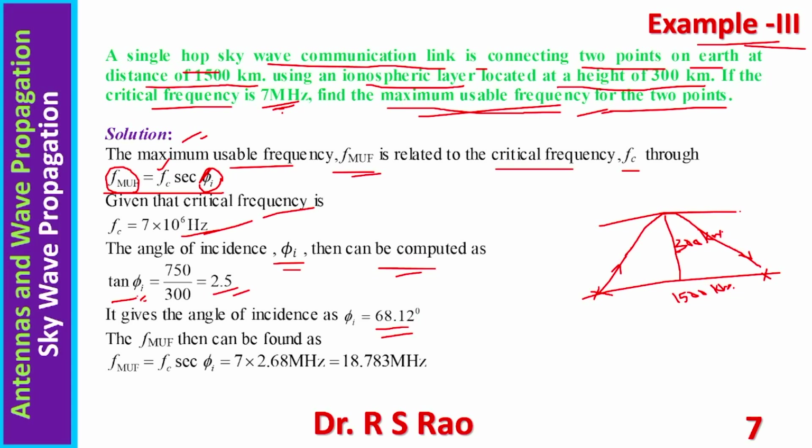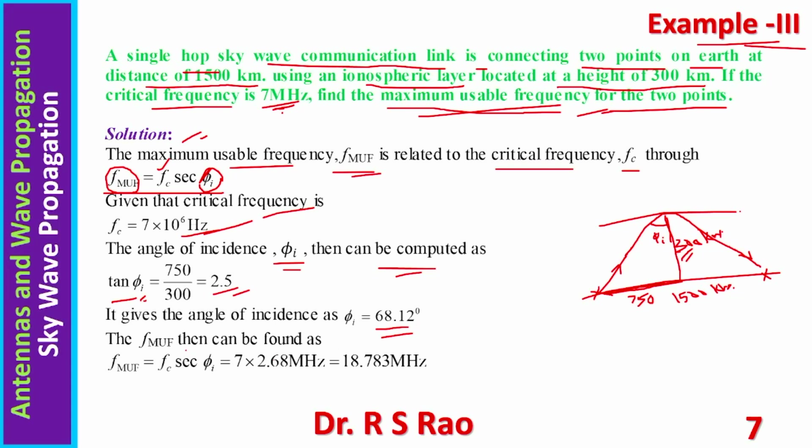How has tan phi i equal to 2.5 come into being? For that, you have to consider this diagram. Look at this diagram keenly. This is phi i, angle of incidence. This is normal. This part is 1500 by 2, 750. This side is 300 height. So tan phi i becomes 750 by 300. That way, phi i comes out as 68.12 degrees.